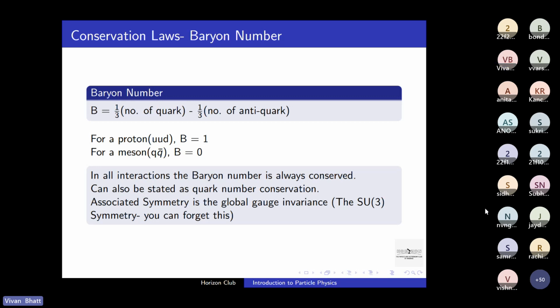If you guys are interested, just look up group theory. Even a Wikipedia glance, or there are certain books that you can DM me about after this. I can recommend some books. Symmetries are exceptionally powerful, especially in particle physics, because not only have we explained things using symmetry arguments, we even predicted the existence of a lot of particles.